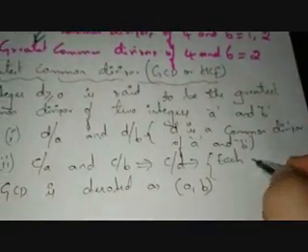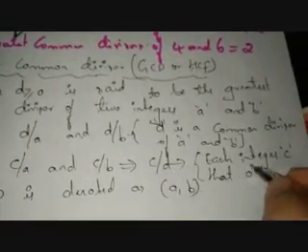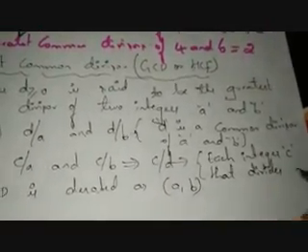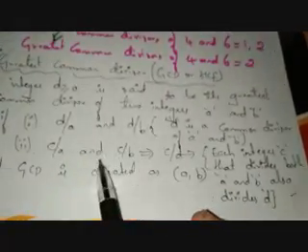So each integer c that divides both a and b also divides d. Okay, each integer that divides both a and b also divides d. So that is the meaning of the second condition. So please write this down.